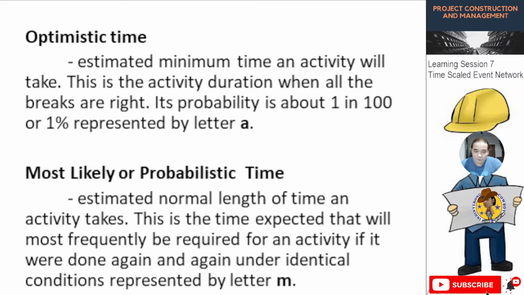Then we have most likely or probabilistic time. It is defined as the estimated normal length of time an activity takes. This is the time expected that will most frequently be required for an activity if it were done again and again under identical conditions, represented by letter M. So we have A, then M. Optimistic is denoted by A, then the most likely or probabilistic is denoted by M.